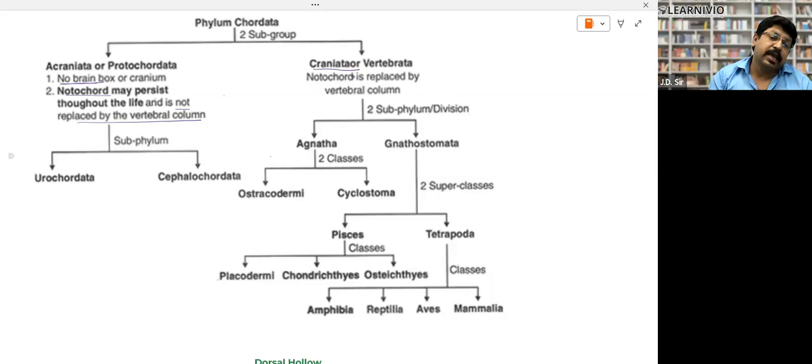Further, these Acraniata. The first part is Acraniata. Acraniata is further divided into two subphyla. The first subphylum is Urochordata, and the second subphylum is Cephalochordata, right? Urochordata and Cephalochordata. Then here the Craniata are divided into two subphyla or divisions, that is Agnatha and Gnathostomata, right?